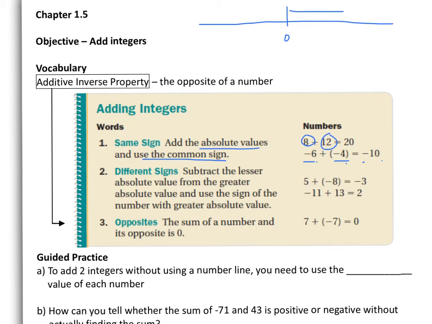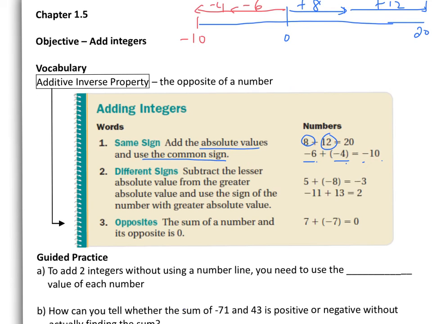8 plus 12, which will give you 20. And for negative 6, we'll go the other way. So negative 6, negative 4 will give you negative 10.